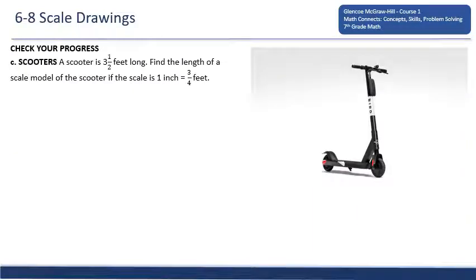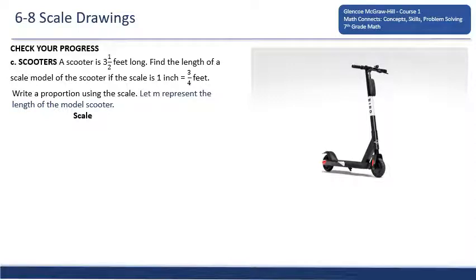Check your progress. Scooters. A scooter is 3.5 feet long. Find the length of a scale model of the scooter if the scale is 1 inch equals 3/4 feet. Write a proportion using the scale and let M represent the length of the model scooter. So the scale is 1 inch equals 3/4 feet. And the length we need to determine is M inches to equal 3.5 feet.